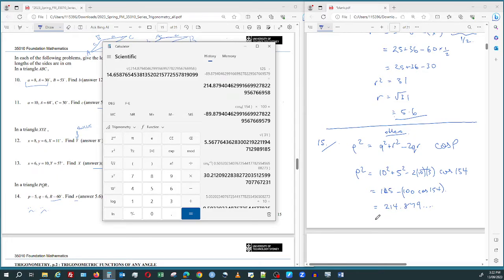14.65, so that'll be 14.65, I think. Well, no, it wants 1 decimal place, doesn't it? 14.7. There you go, that's the length, taking the square root of 214.